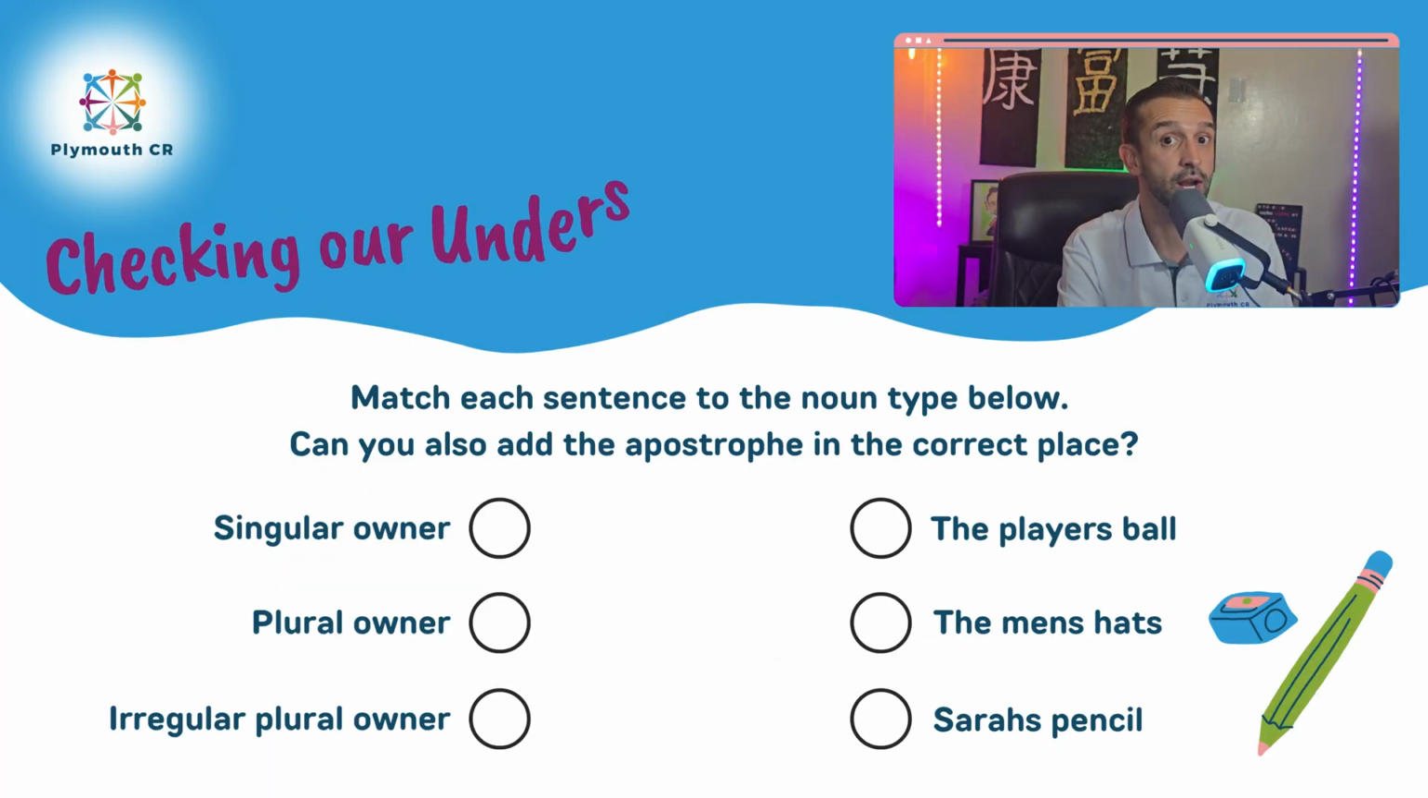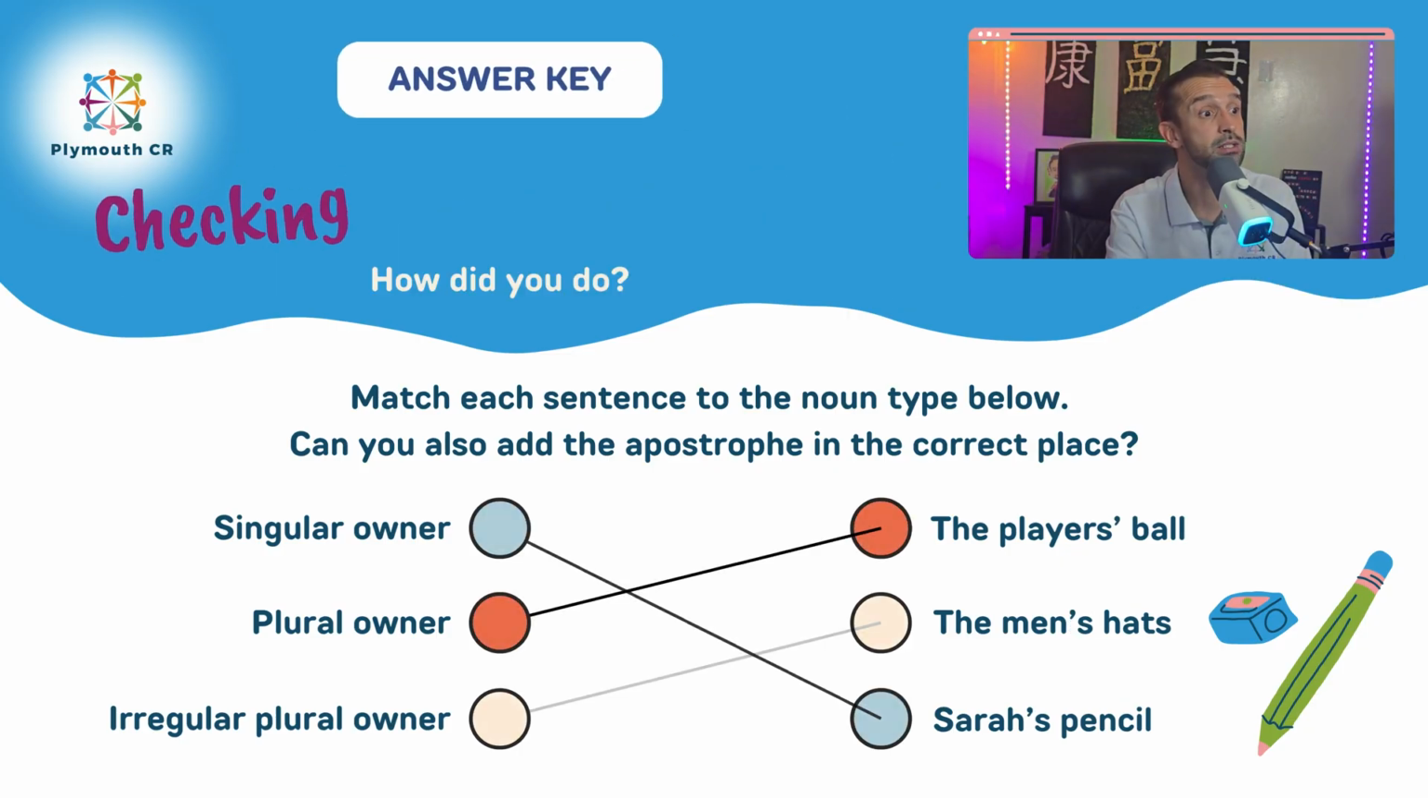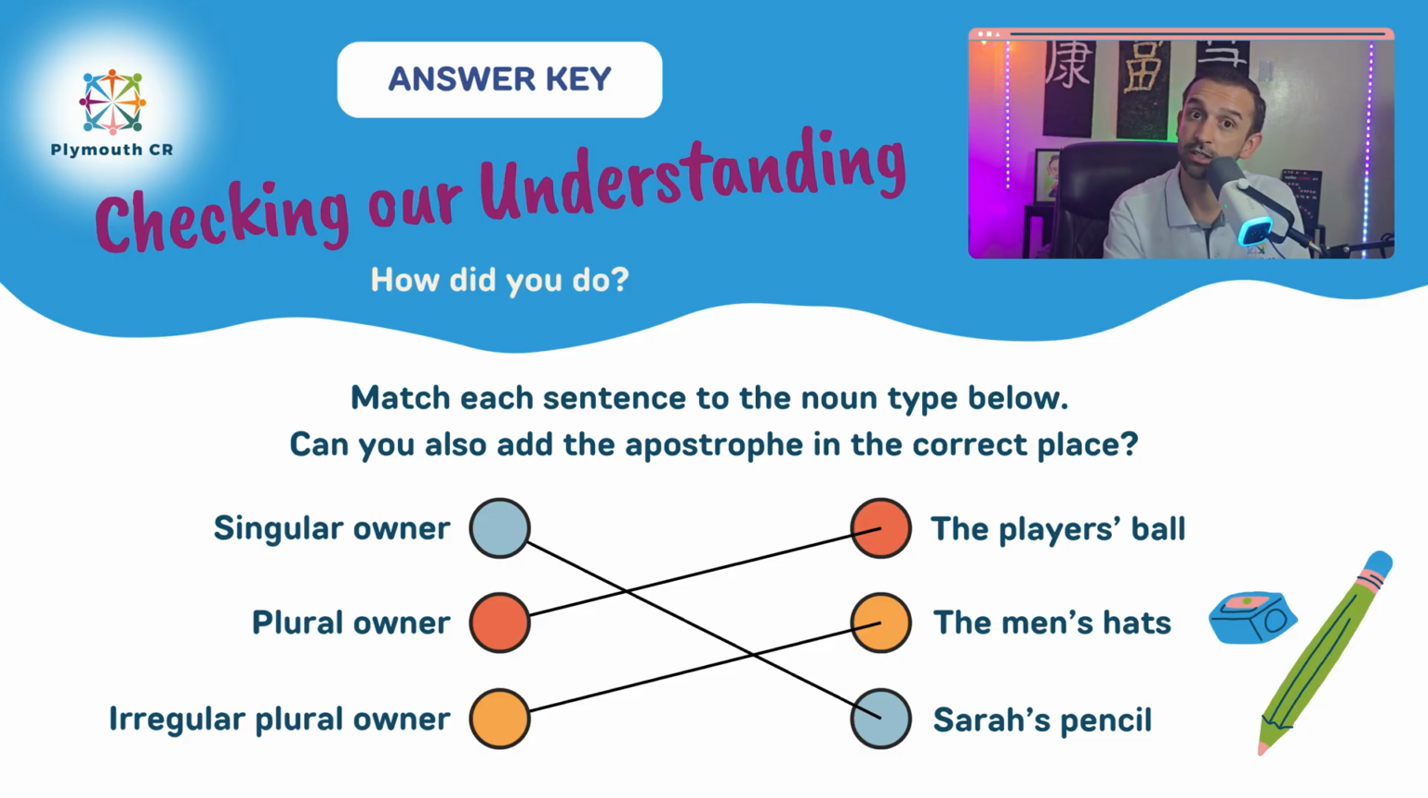Look, I have another exercise in here. So I want you to match each sentence to the noun type below and add the apostrophe, okay, in the correct place. So I have singular owner, plural owner, or irregular plural owner. And the answer is going to be in the next slide. Here it is. So did you have it right? If you did, that means that you understood. If you didn't, you can watch the video again or ask your questions to your teacher, okay? So remember that the answers for the first exercise is going to be at the very end of the video.